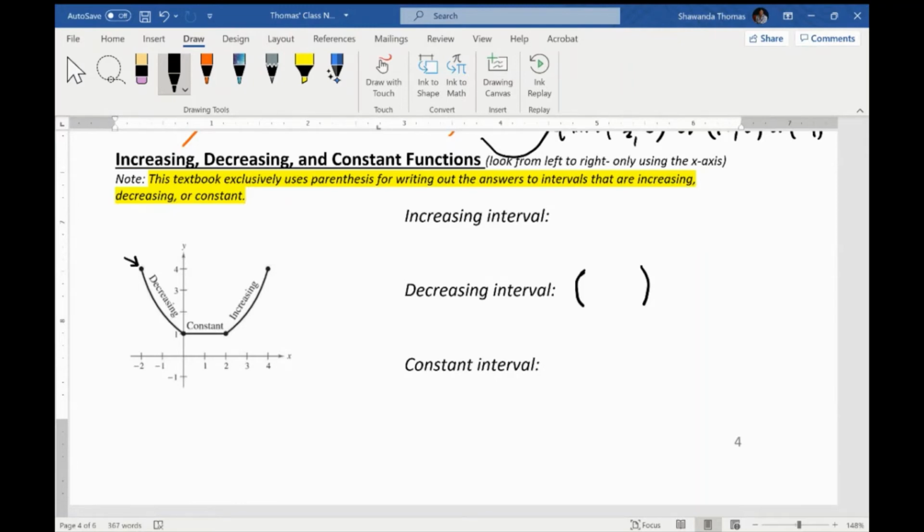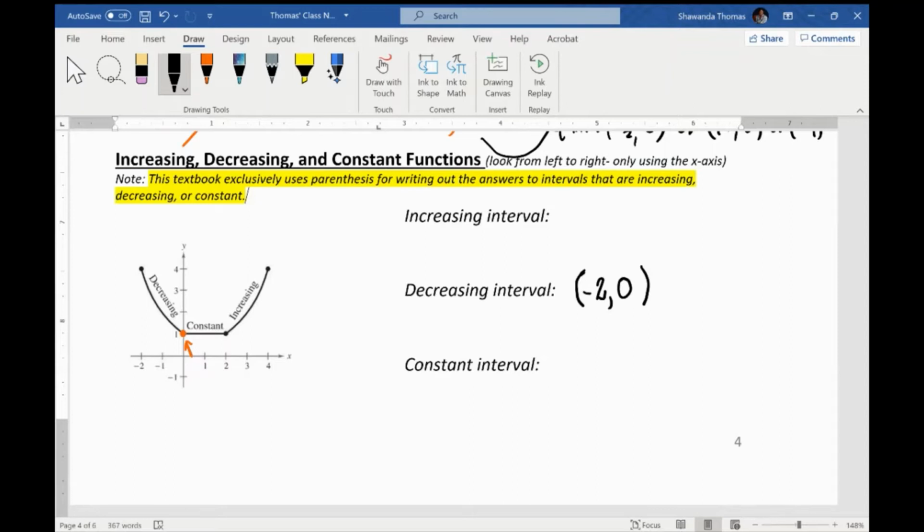-2. -2. And we got to figure out, where does it stop decreasing? It stops decreasing right here. What is that x value? 1. X value. 0. 0. All right. It's not decreasing anywhere else.